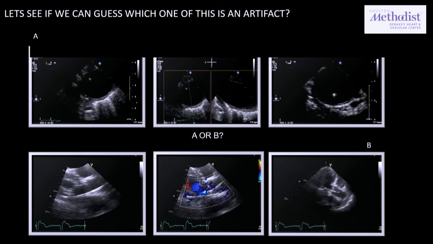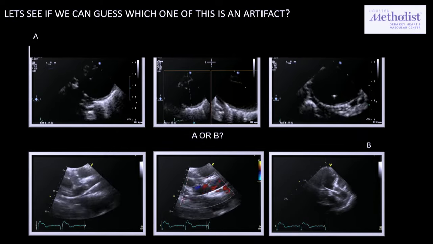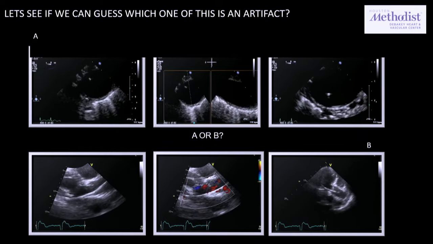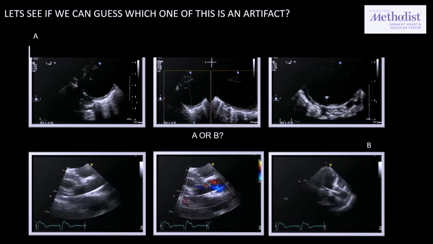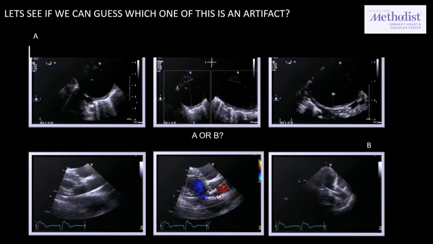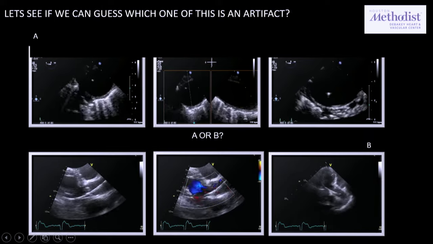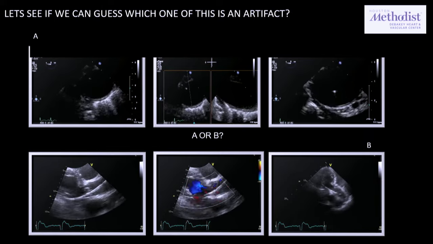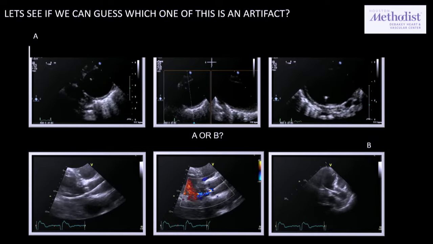Let's see if you can guess this one. Which one of these is an artifact, A or B? Where's B? This one. These three. The lower bottom three are one case, which is the B, and the upper one is case A.